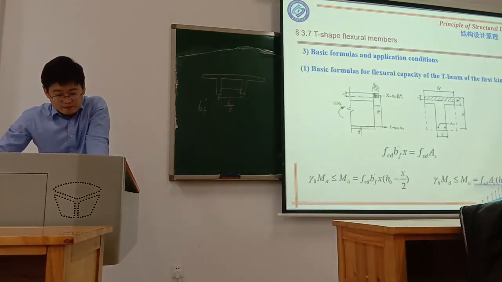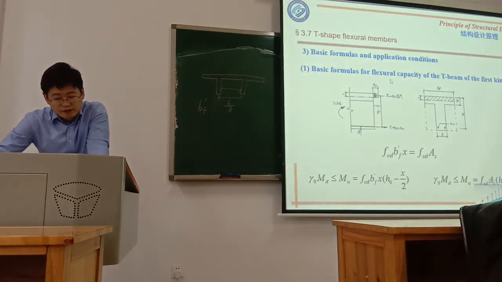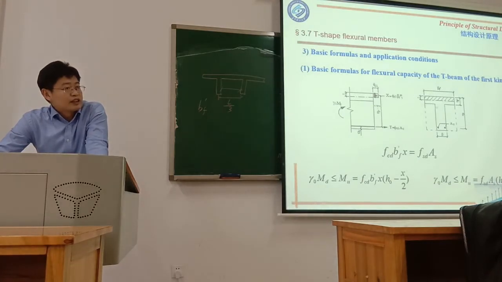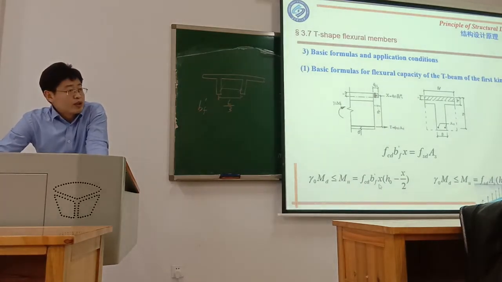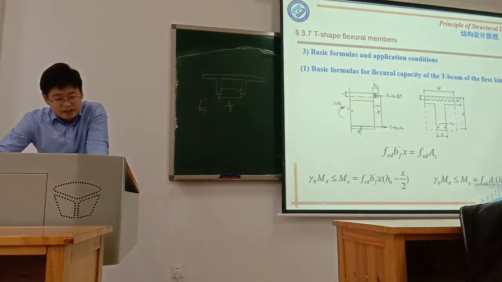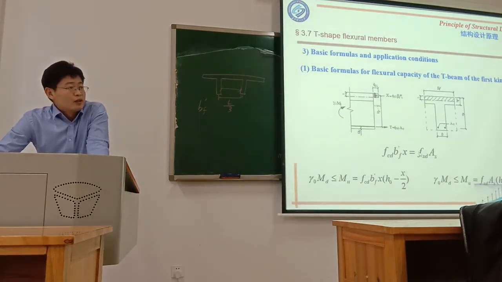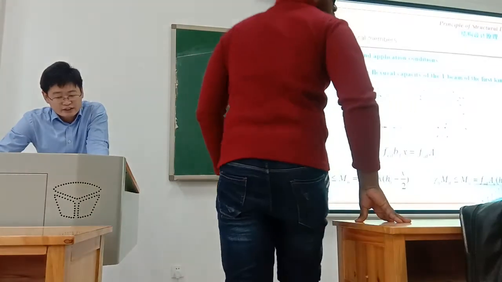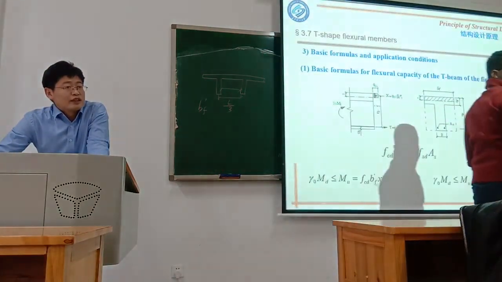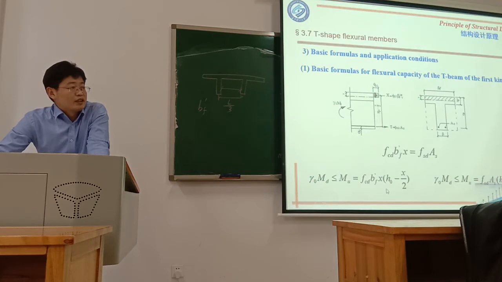So you see the basic formula for the flexural capacity of the T shape for the first kind, where the compression area is just in the flange. For this part, the basic equation is the same as the rectangular shape. Just the width is b_f'. The height is the same. So all the difference is just the width. The width is the equivalent width.